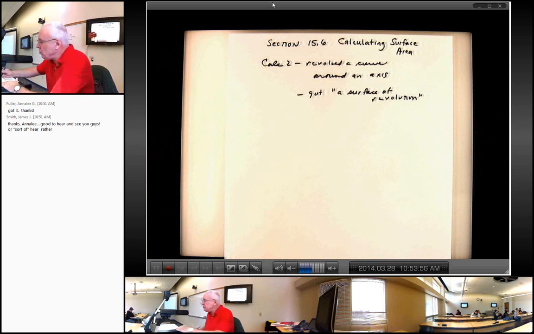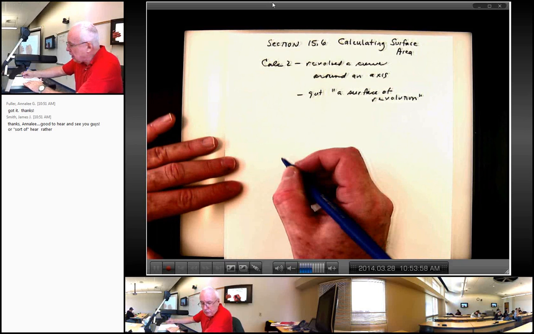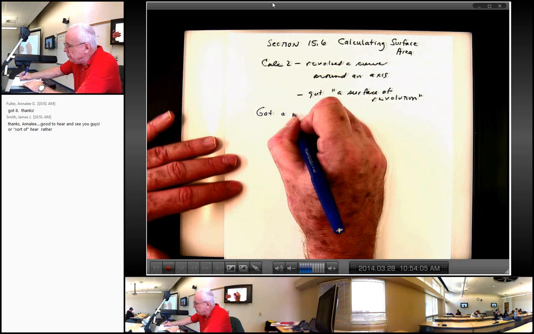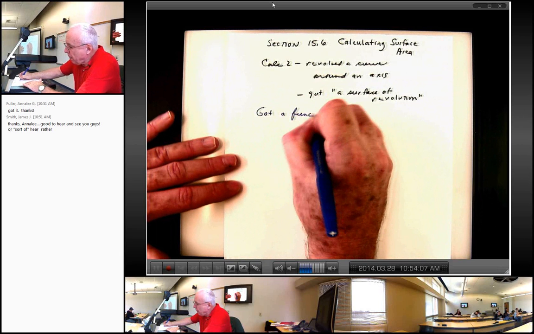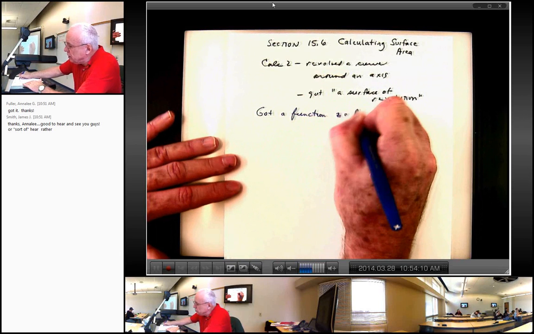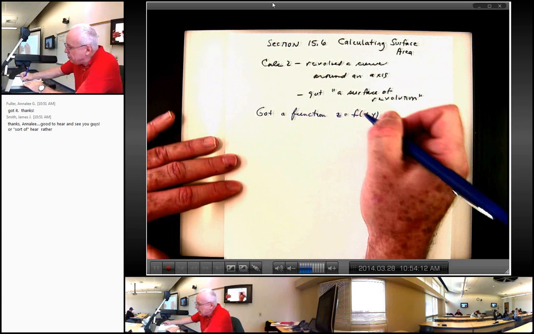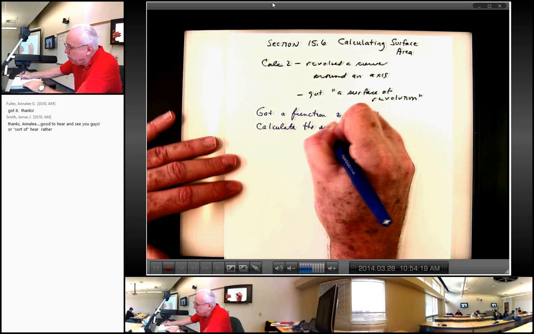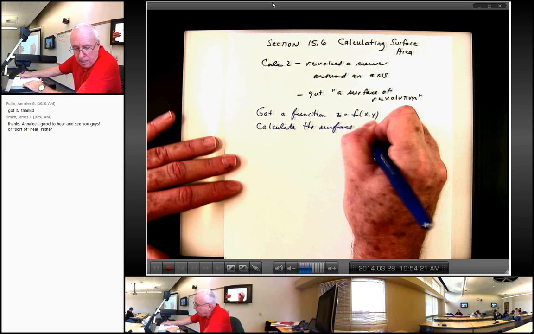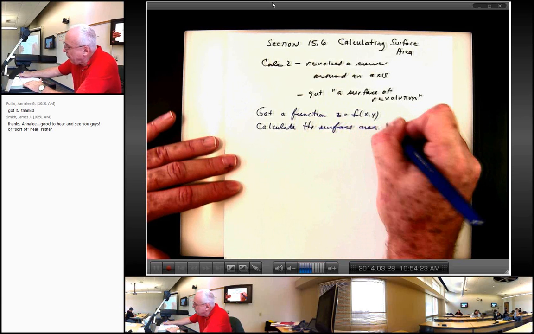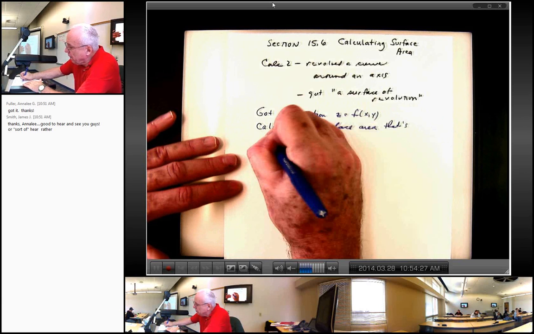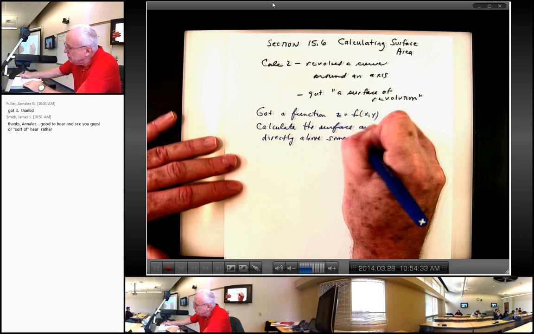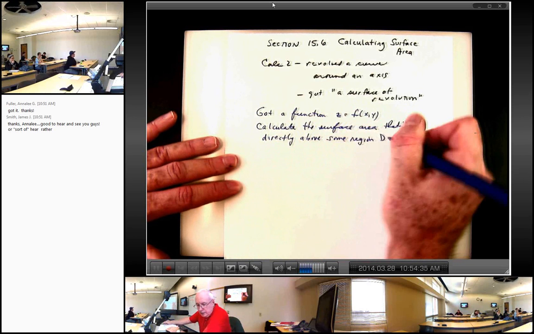Now this time, what we're doing here is we've got a function z equal to a function of x and y, and we are going to calculate the surface area that's directly over, or above, some region D in the xy plane.